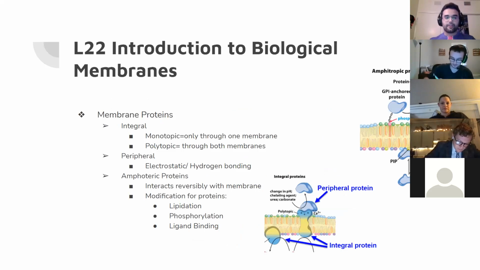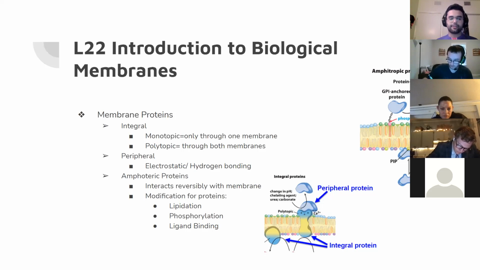These membrane proteins are the ones that are moving everything around: communication, transporting, right? There are three different classes of membrane proteins. We have our integral membrane proteins, which can be either monotopic or polytopic. Monotopic means they only go through one membrane layer, either the inner or the outer, and polytopic means they cross both. Our peripheral ones are not embedded in the membrane, but they're associated with it through electrostatic interactions and hydrogen bonding. So they kind of float around the cell.